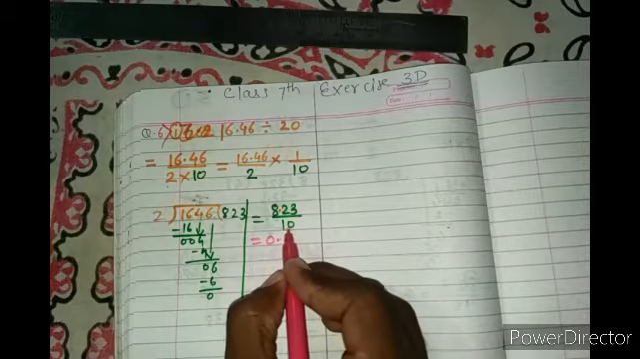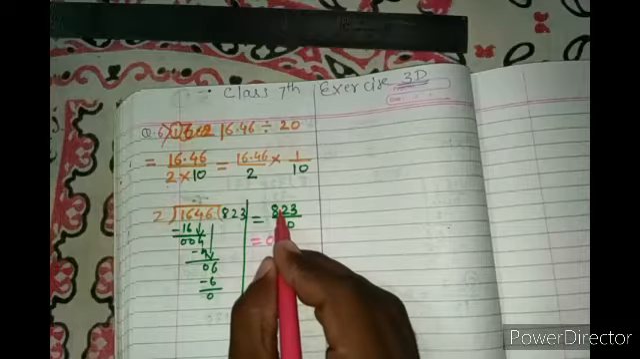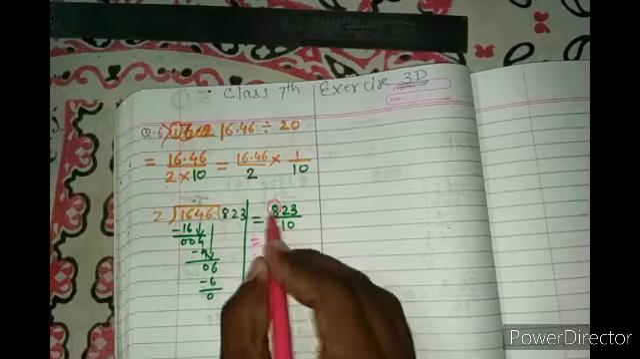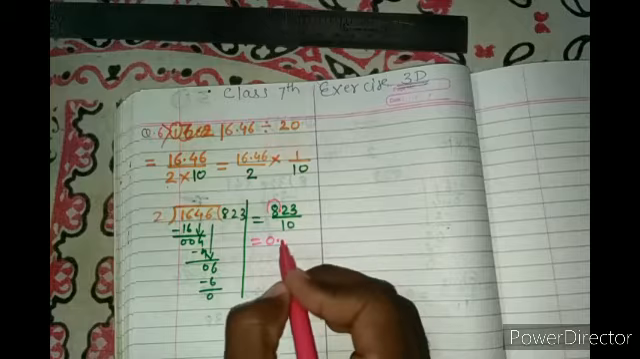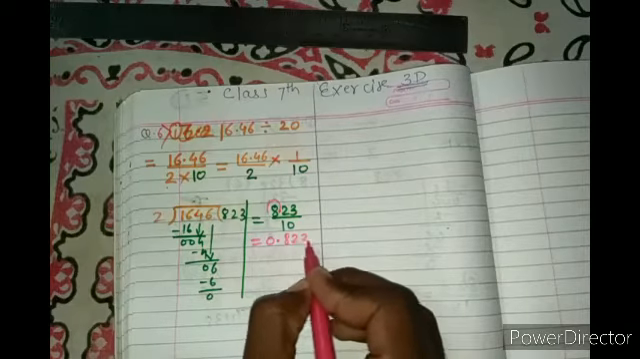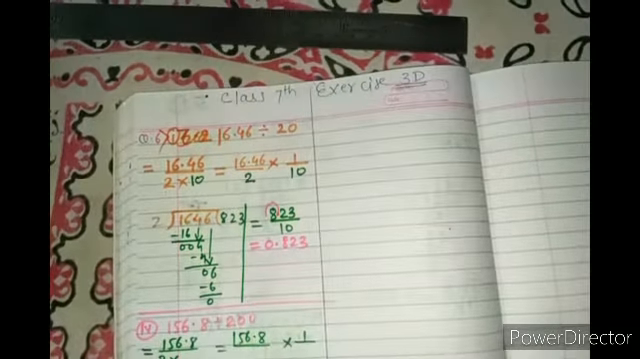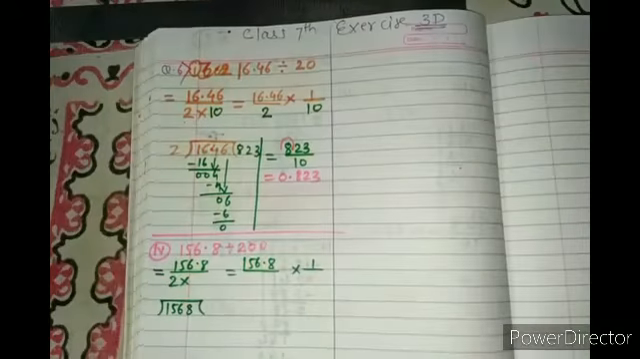Now if we are dividing by 10, what is the effect on this decimal point? The decimal point shifts towards the left, so it is 0.823.